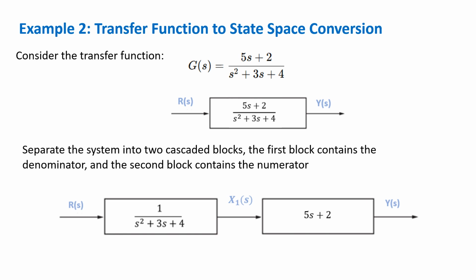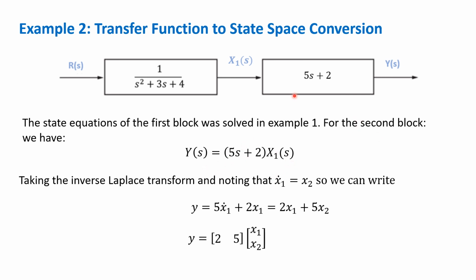So let's try this for another example that's a little bit more complicated. Here we have an s in the numerator. So here's our new input and output with our transfer function. But we're going to break this transfer function into two blocks. We have a block with the denominator and a block with the numerator. This first block we solved already. This is essentially the solution to the first example. So you've got an input, a transfer function, and an output.